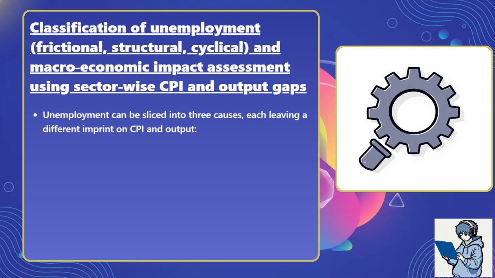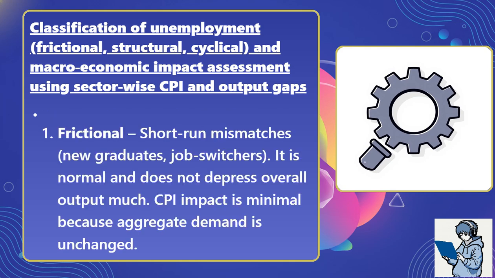Unemployment can be sliced into three causes, each leaving a different imprint on CPI and output. Frictional: short-run mismatches, such as new graduates and job switchers. It is normal and does not depress overall output much. CPI impact is minimal because aggregate demand is unchanged.